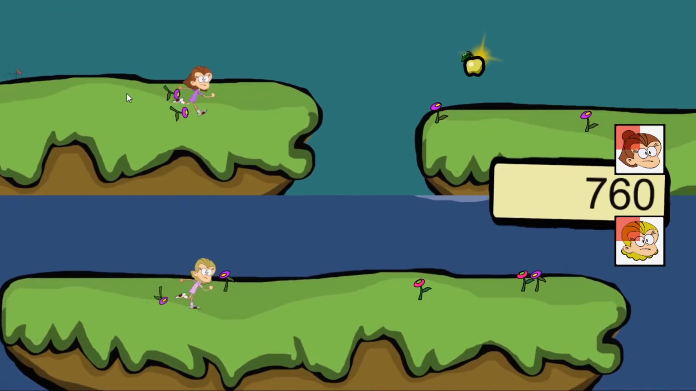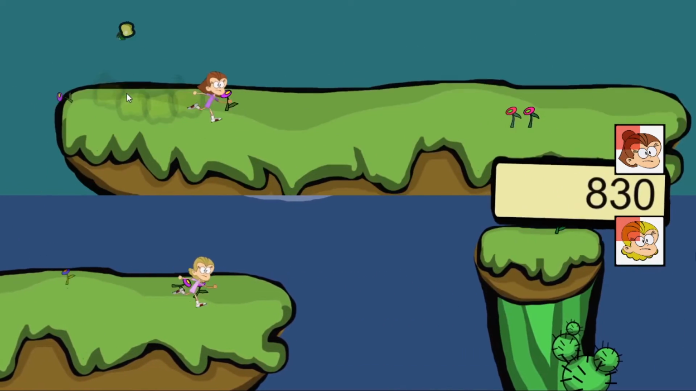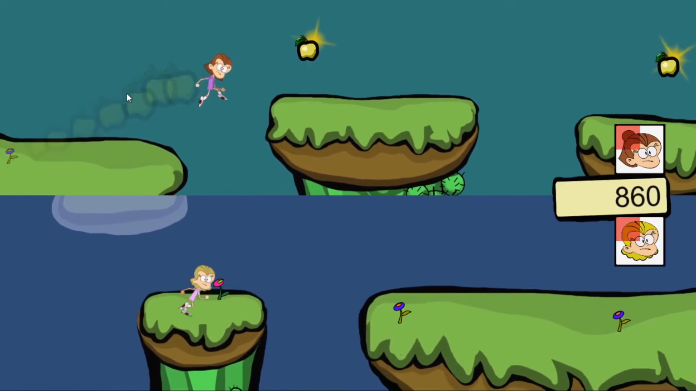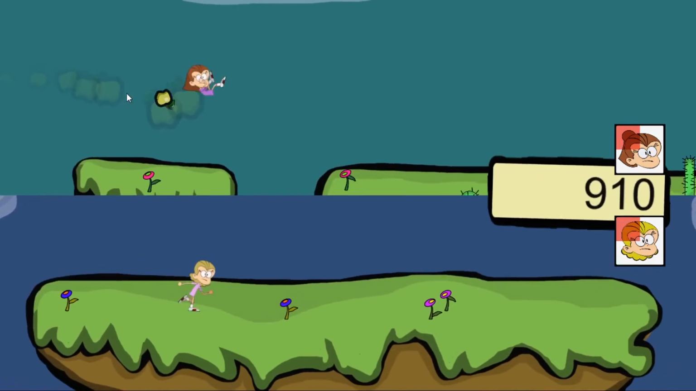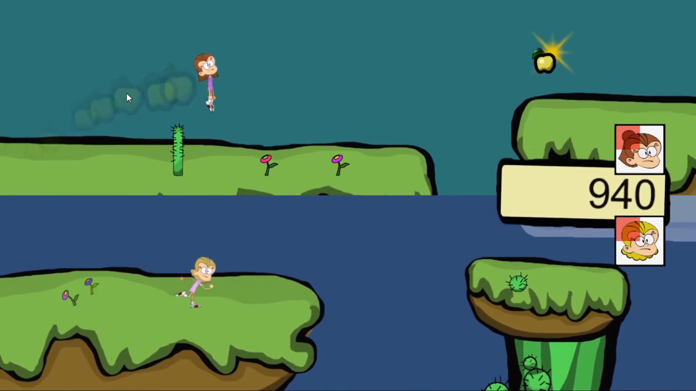Now, it was still quite difficult. Having this sudden shift in your play was quite difficult, and I had to keep that in mind later on when I was balancing this game.